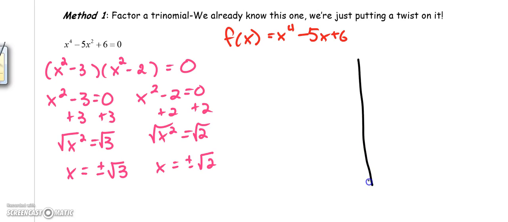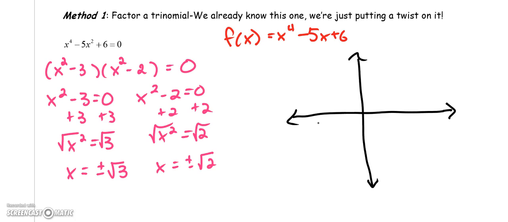So if I sketch my axes over here, now what you would want to do here is, if you don't know what square root of 2 and square root of 3 equal, you would want to type those into your calculator. I know that those are both going to fall between 1 and 2, and I know that √3 is bigger than √2, so I'm just going to use that information to help me graph it.